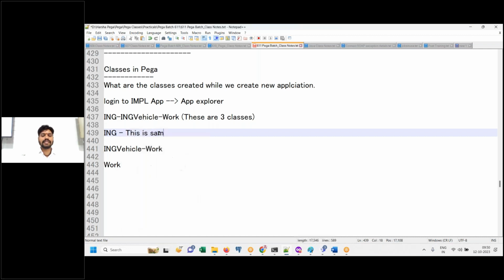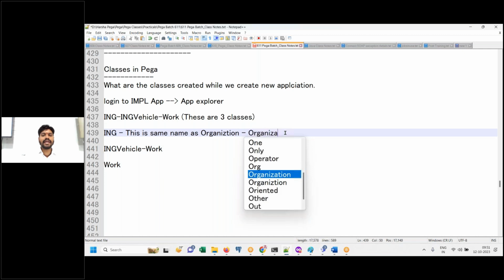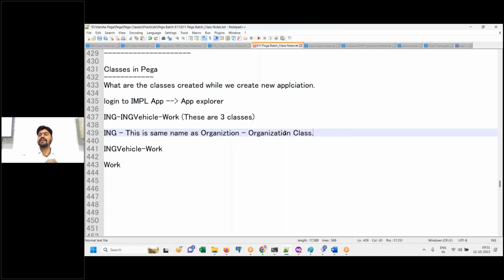This is the same name as the organization. Please mute that person, there is background noise. So we'll label it as the organization class. I will ask you one question. Will this class also be there in the framework application if you log in? True or false?